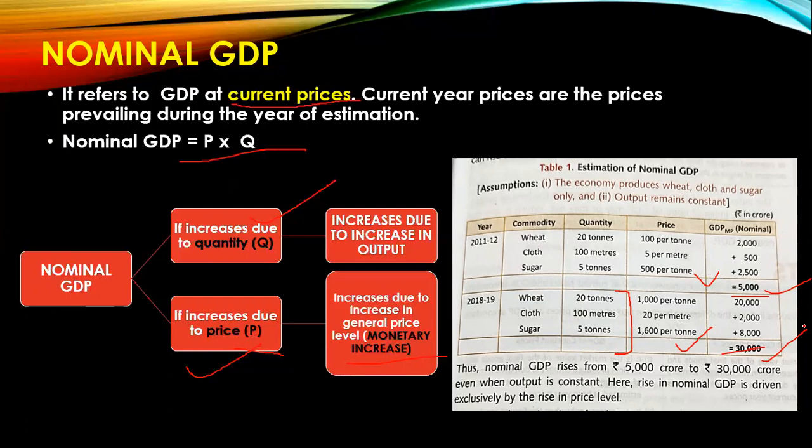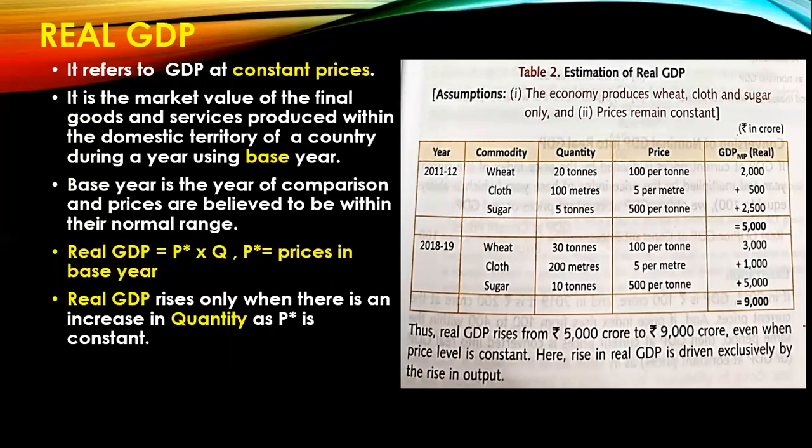This is nominal GDP, when you measure GDP at the current year price level. Now, the next is your real GDP. Real means when you measure at constant prices. Now, what are the constant prices? There is one particular year, known as the base year, which you take for comparison purposes, and you believe that prices in that particular year are within their normal range. That year is free from fluctuations, there should not be any natural calamity, and then you select the year. As of now, it is 2011-12.